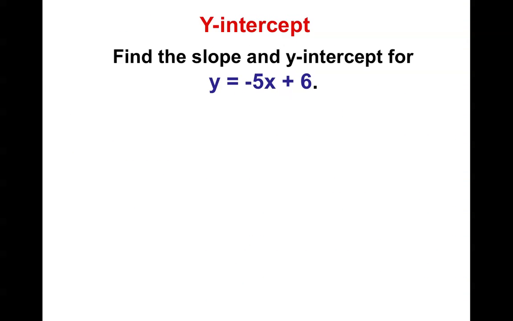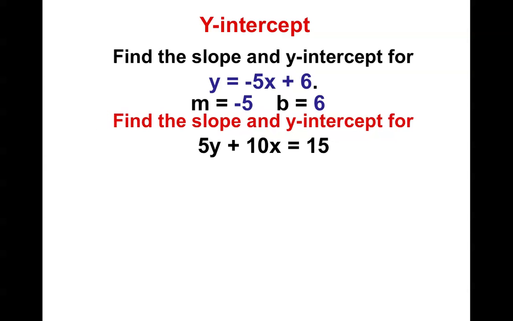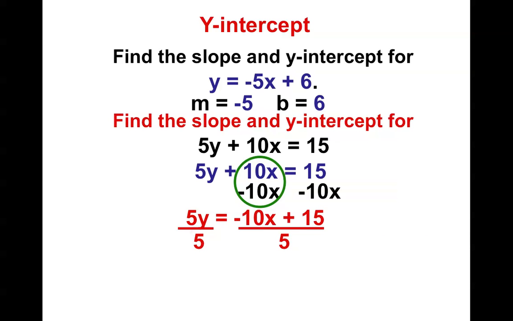Can we find the slope and the y-intercept? Sure. Slope is 5, y-intercept is 6. Excellent. If we don't have the y by itself, we make the y by itself. It's easy peasy, quick and easy. Two-step algebra. And our slope is -2, and our y-intercept, b, is 3.